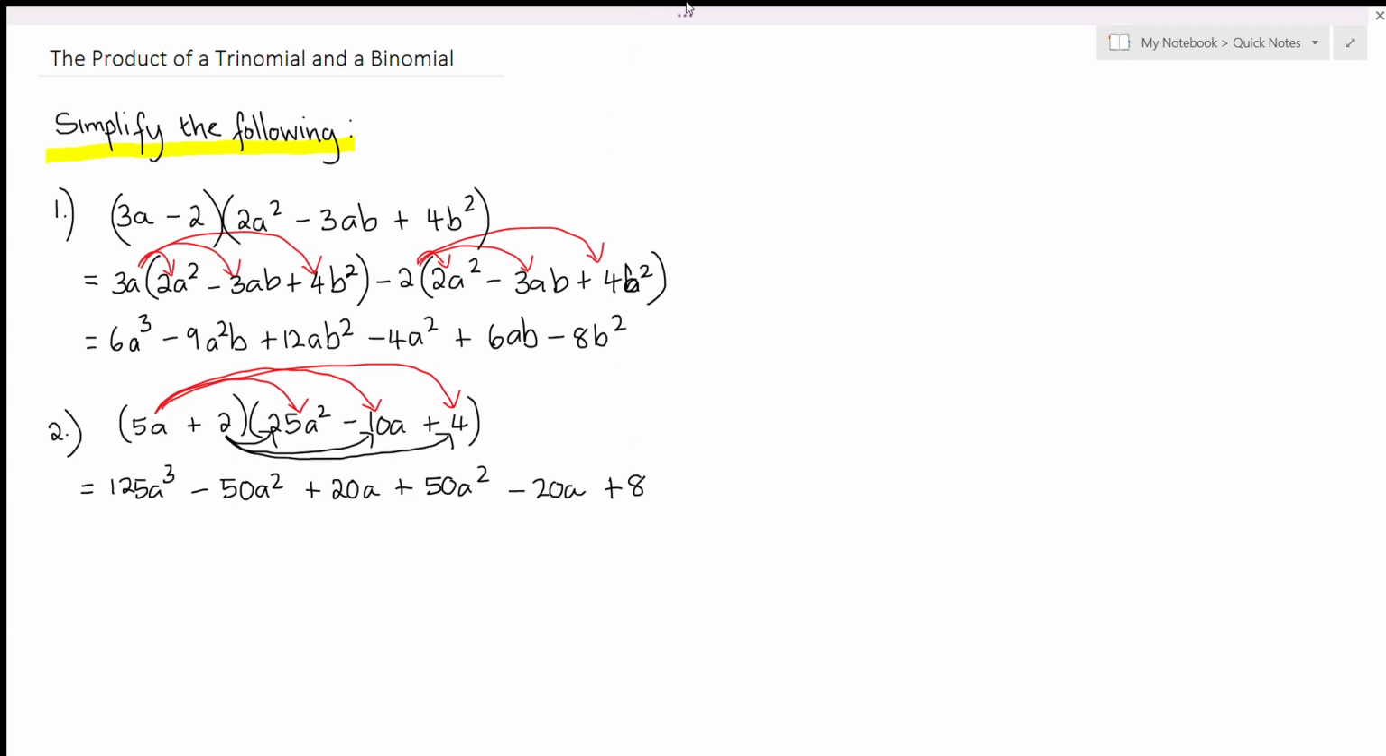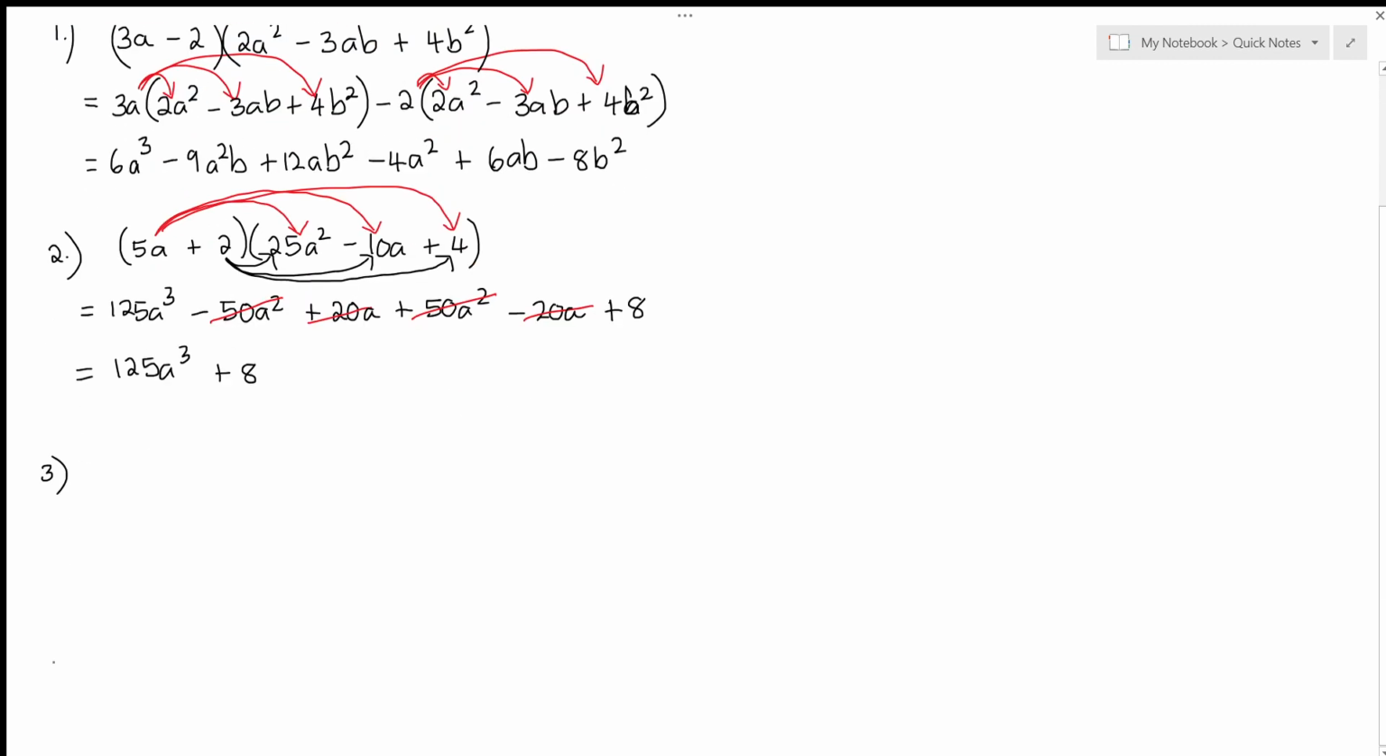Now we look at, are there any like terms that we can add together? Here we have negative 50a squared plus 50a squared, that cancels out, and 20a minus 20a. So we are left with 125a cubed plus 8. All the terms have cancelled out and you're left with your first and your last term.